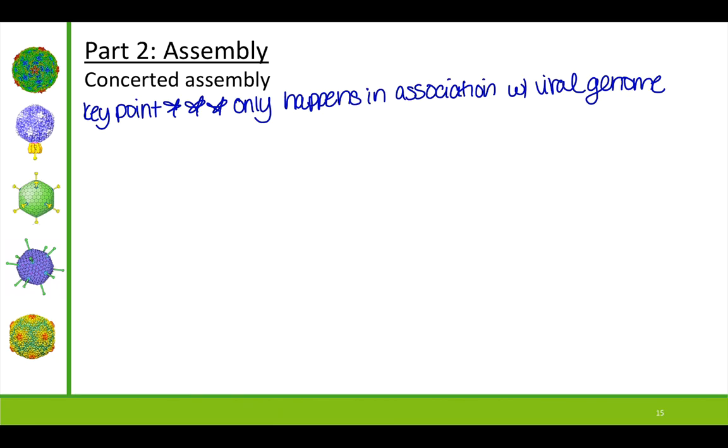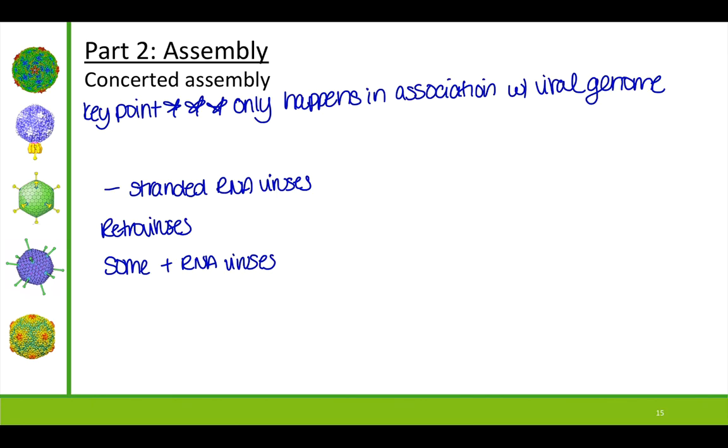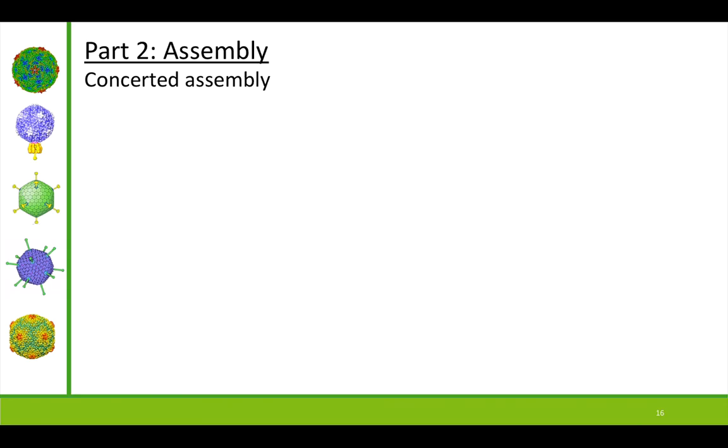And for concerted assembly, there's a couple of examples that we're going to talk about. Again, we can make rules, if you will, or have little divisions and boxes that help us organize which viruses do what. We'll see that a lot of negative stranded RNA viruses do concerted assembly. The retroviruses, so in this class we've been talking a lot about HIV, are going to do concerted assembly. And then we actually have some positive RNA viruses that can do concerted assembly. Okay, so we are going to talk about an example of a virus that does concerted assembly, and the example is influenza.